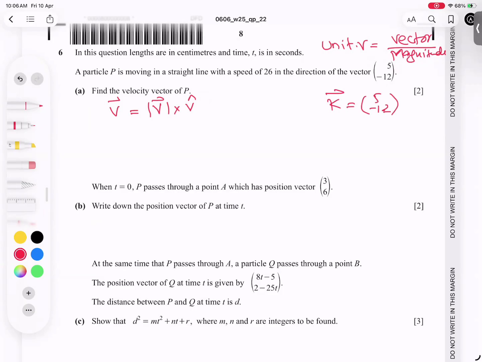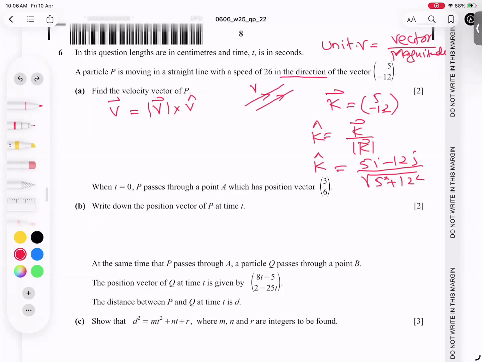And how to find k cap? K cap is basically equal to the k vector divided by its magnitude. So I'm writing directly 5i minus 12j divided by the root of 5 square plus 12 square. And I get 13. This is 13. So for your information, he mentioned in the direction, it means parallel. Two vectors are parallel, so they have one thing common only. What is common? V cap and k cap. They are equal to each other. So I'm going to plug in this value in place of k cap.